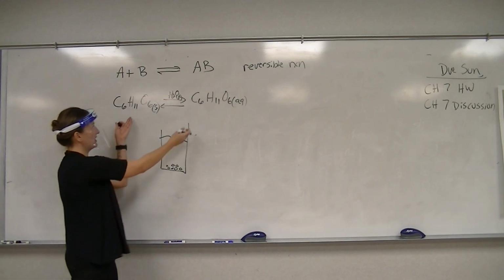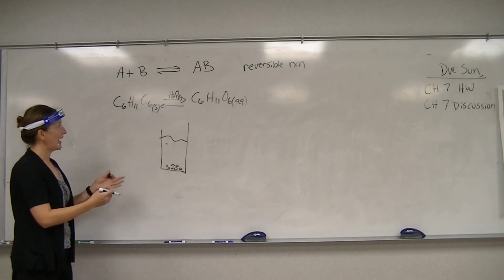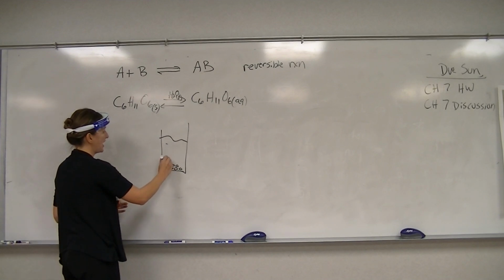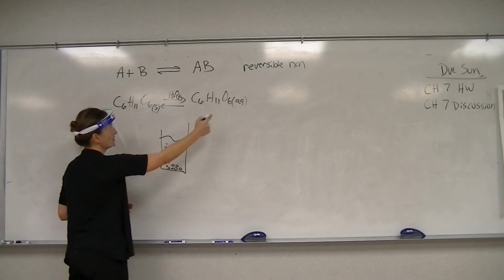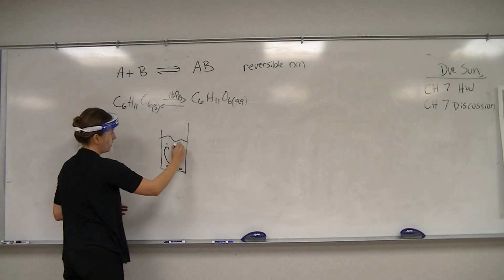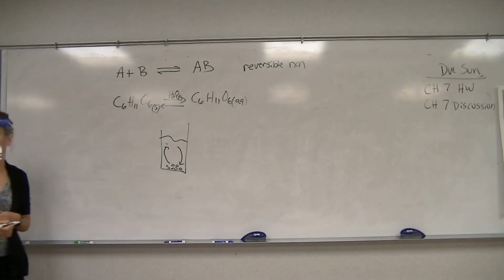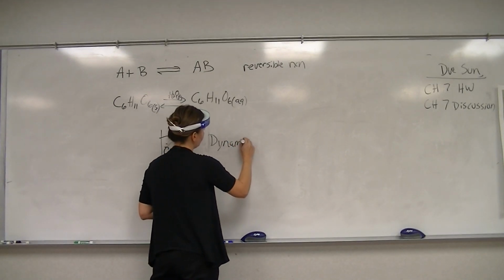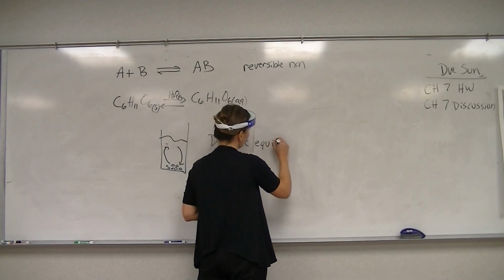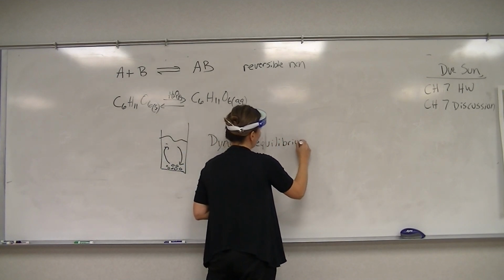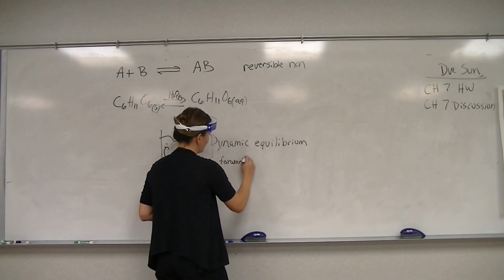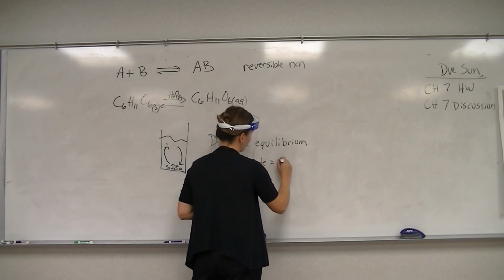Now, this would be an equilibrium because what we have is this solid sugar is actually dissolving at the same time that the dissolved, the aqueous sugar molecules are precipitating out. Okay, so what is this? This is called dynamic equilibrium. This is when the forward rate equals the reverse.